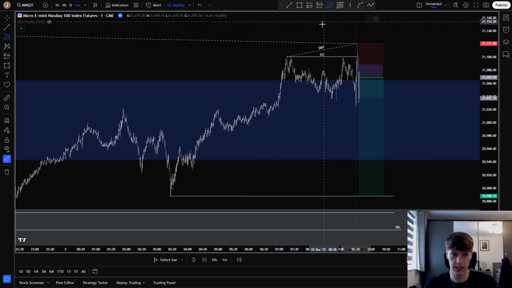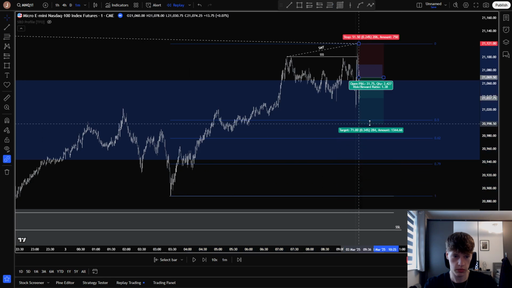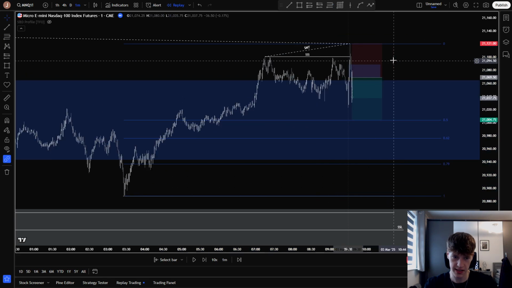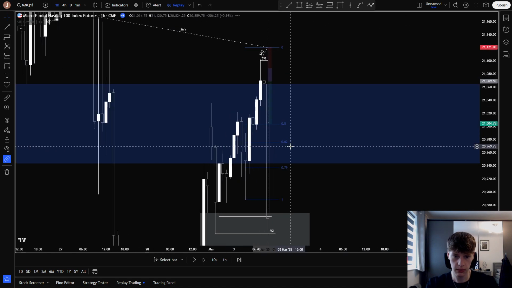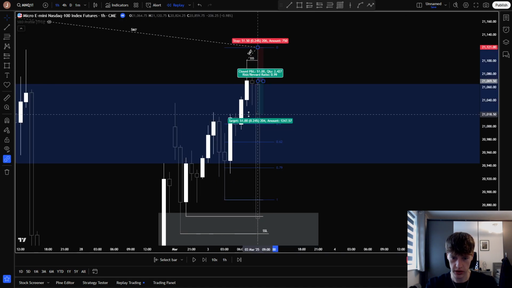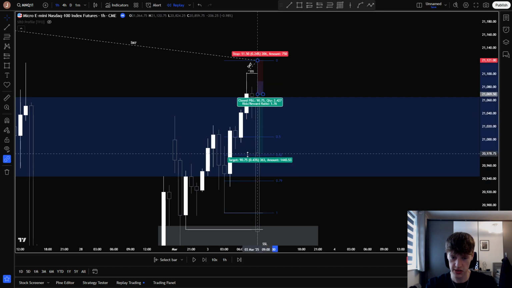I could have targeted the equilibrium of the range. Again, that would make sense. It's again still not the best R trade. And I believe there was a 1 hour gap here as well. Yeah, it's still not nice. There's nothing to target.